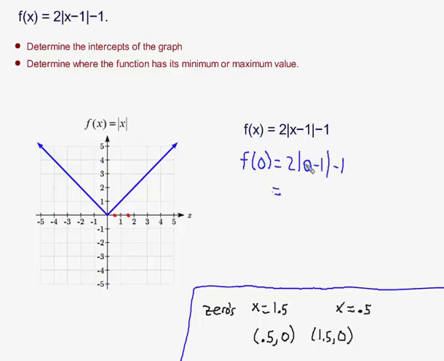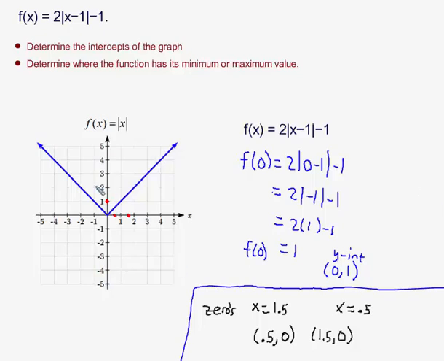Having replaced my input value with 0, I will simplify. 0 subtract 1 is negative 1. Then, since the absolute value of negative 1 is positive 1, I get that if my input is 0, my output would be 2 minus 1, or 1. This gives me the point (0, 1) as a y-intercept. So that means my graph will go through this point here.